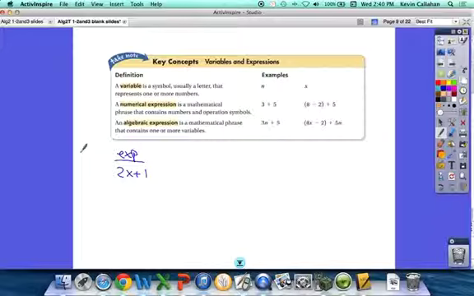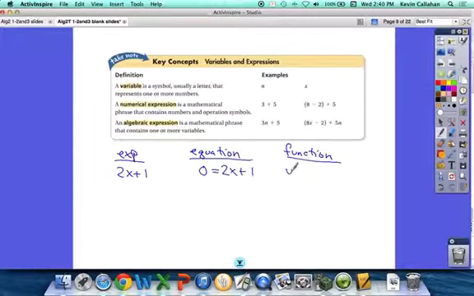The next mathematical entity, as I'm calling it, would be an equation. An equation would be something like 0 equals 2x plus 1. So what turned that into an equation? The equal sign, right? The equal sign. And then the last thing that we deal with is called a function. And a function would be like y equals 2x plus 1.